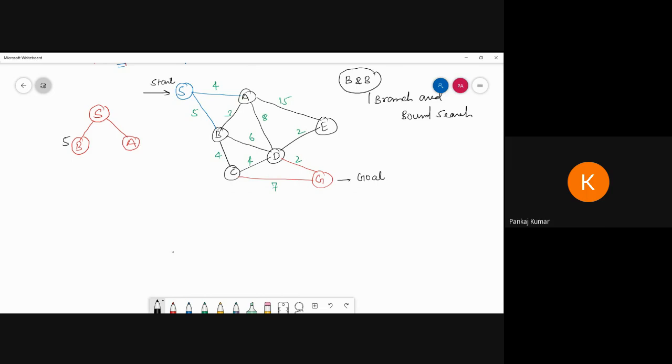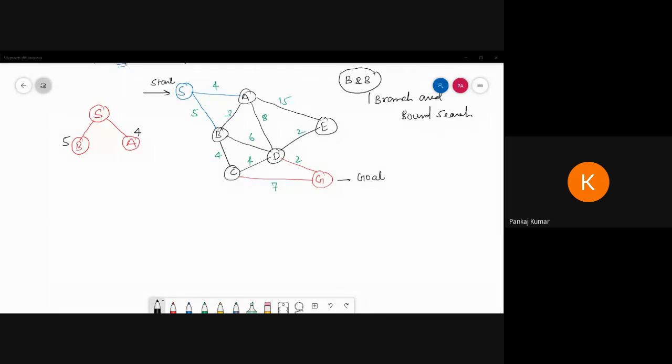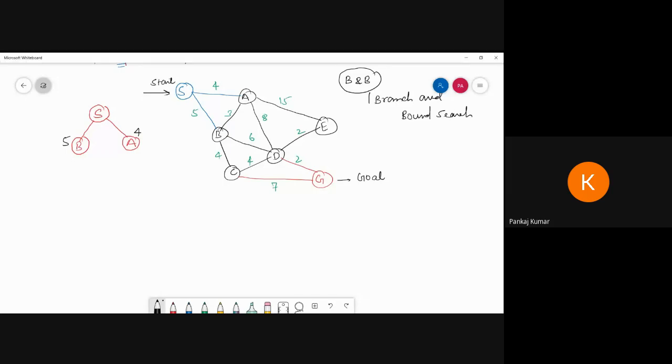5. And from S to A, what will be the value you are getting? 4. Yes or no? Are you getting it? Online, please tell me, are you getting it? Okay, thank you, Udit. So now see, these are the costs. That means the cost of traveling from S to B is 5, and the cost of traveling from S to A is 4.